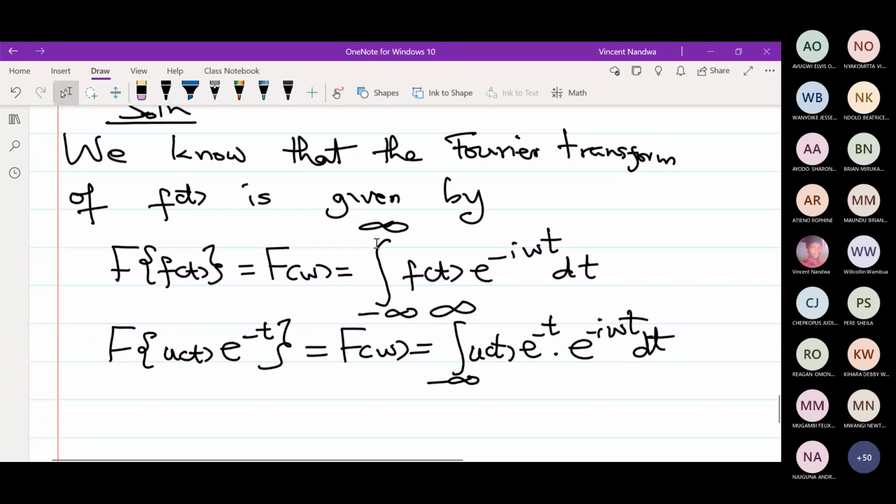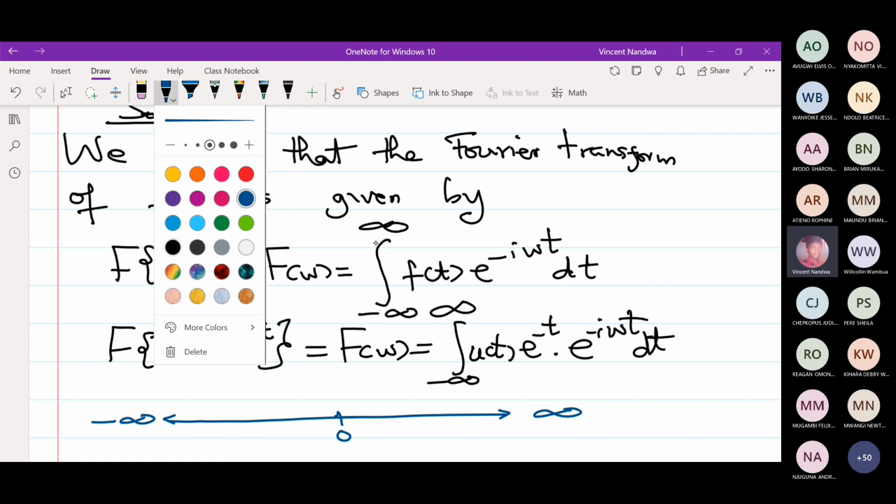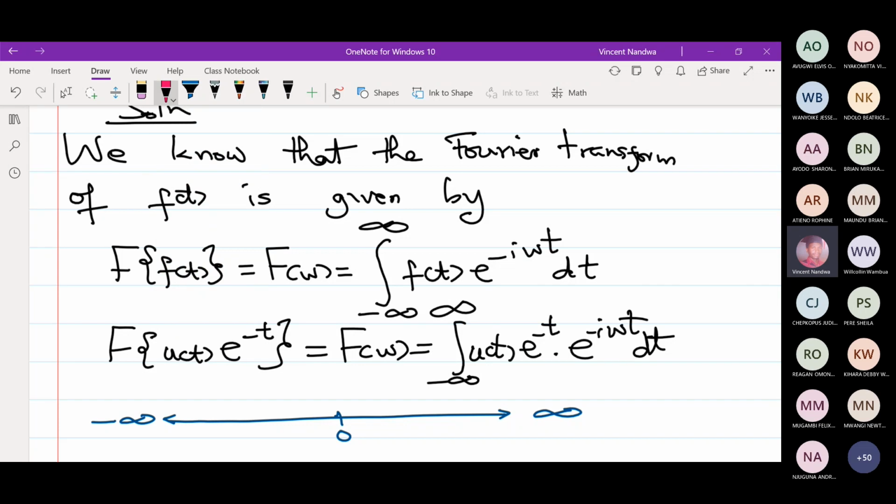Now we can actually see what this u function is. So if I may draw a line here, this way you have minus infinity, this way you have positive infinity. So this is the real line, and say this way you have 0. Now from the definition of the Fourier transform, we expect to carry out our integration from this point minus infinity to this point positive infinity.